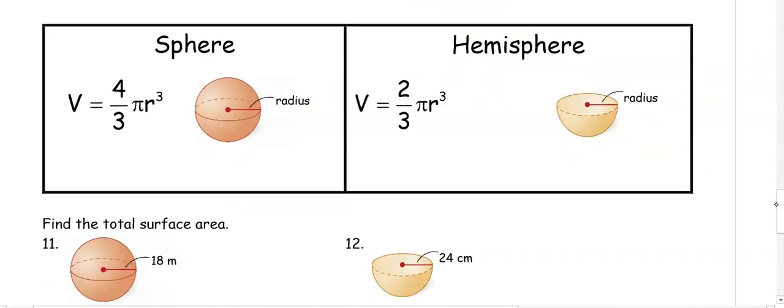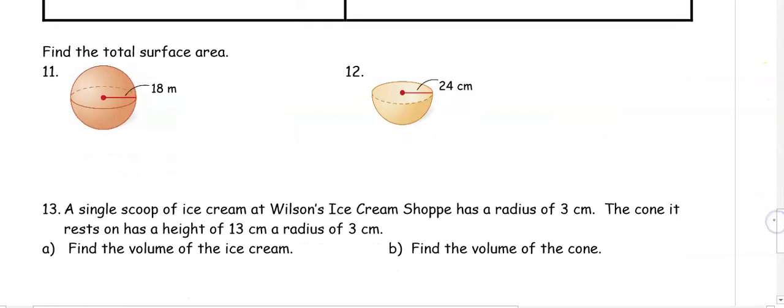A sphere and a hemisphere. So for a sphere, our volume is 4/3 pi r cubed. And then for a hemisphere, it's half, so half of 4/3 is 2/3, so it'd be 2/3 pi r cubed. So in number 11, we have 18 as our radius.